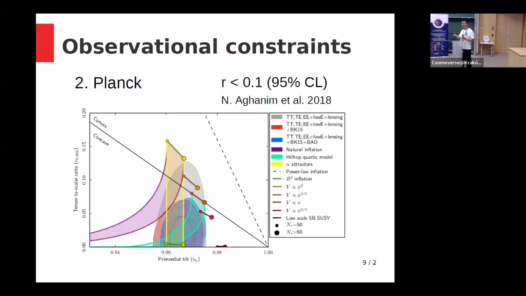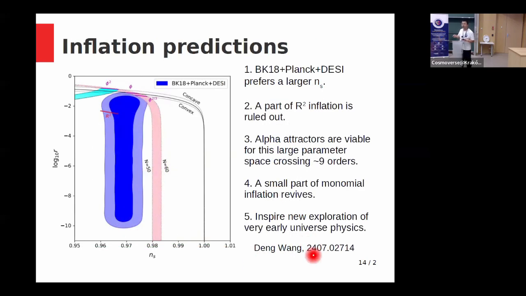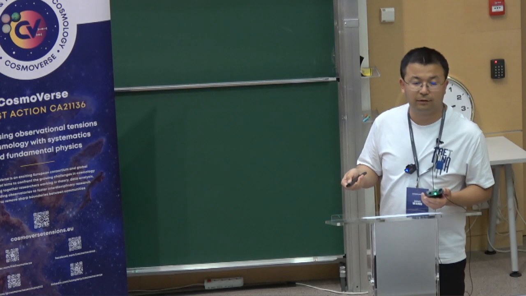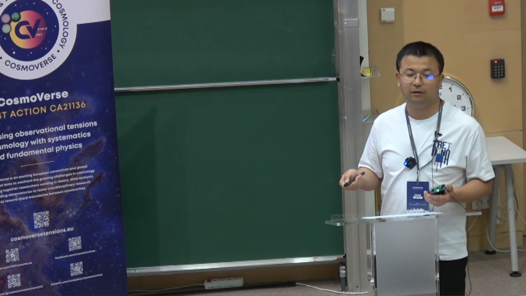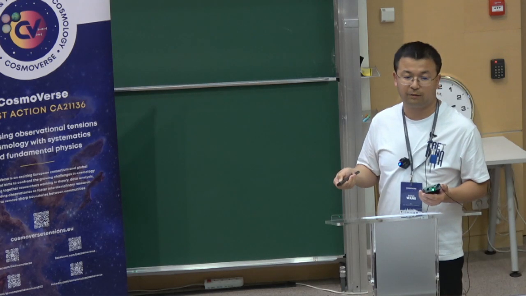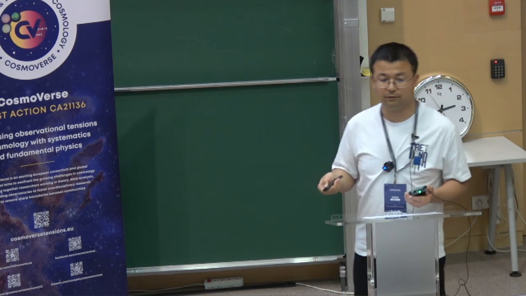You can see here, the alpha attractors r is very small. And the fourth one is that a small part of monomial inflation revives. So you can see here, if the power index is 1 or 2/3, it will revive within the 2 sigma level. And the final one is, I think if my results are true, accurate, this will inspire new exploration of very early universe physics.